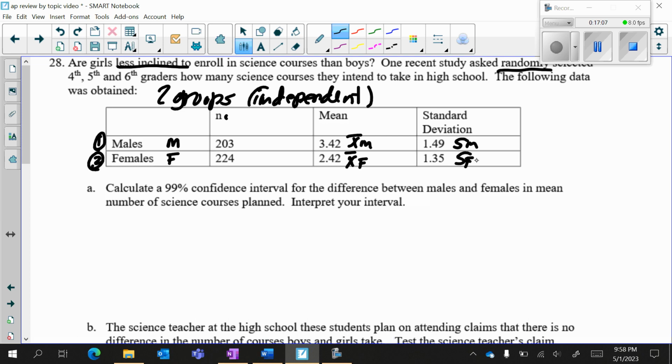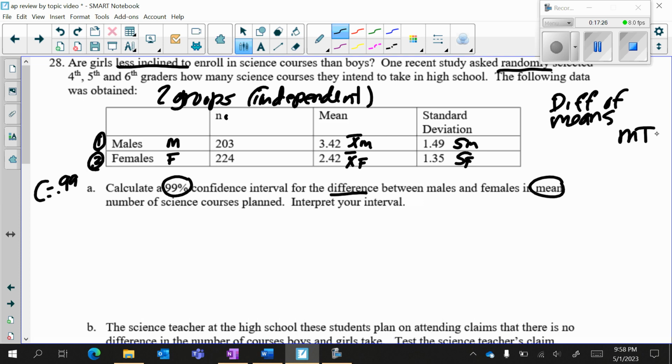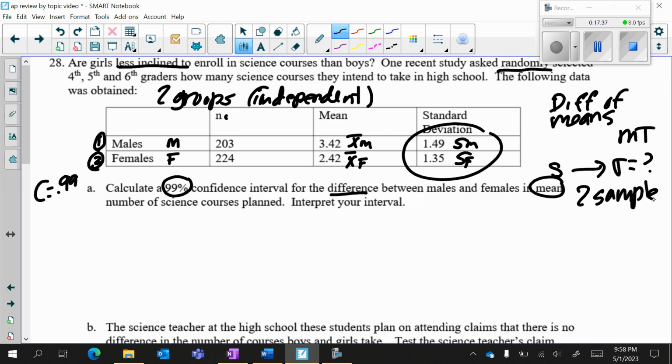All right, so this says construct a 99%, so I'm going to write 0.99 here, confidence interval for the difference between the male and the female mean. So this is difference of the means, so I would write that down. Right away, you know this is two groups. This is means. You're going to use T because you don't have sigma. You're using S in place of sigma. See, here are the S's. So this is going to be called a two sample T interval for means.